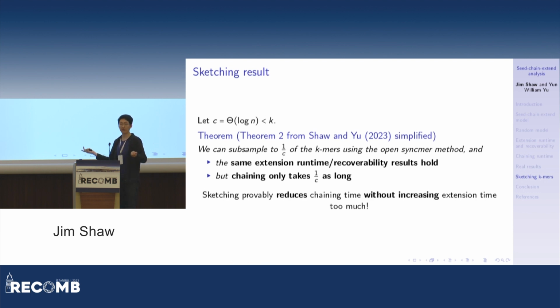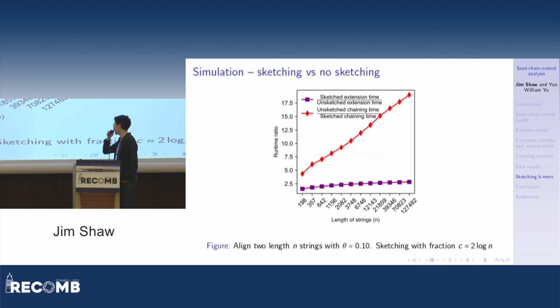So how reasonable is this? Because all of our results are asymptotic. Can we actually get some non-asymptotic results? And the answer seems to be yes. So what I did here was we simulated genomes of length n, and then we had some mutations, and then we just aligned 2 length n genomes. I'm sketching with increasing density. So I'm sketching with about 2 log n density.